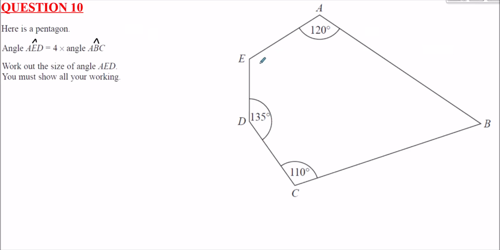So if AED, this one, is 4 times bigger than this one, just add in some colour, like so. The best thing to do is to call the unknown x. So call the smaller one x. If this one's x and AED is 4 times bigger, then if I call this one x, or just any letter to denote an unknown, this one will be 4 times that letter. I'm going to call this one x. 4 times x will be 4x for E.